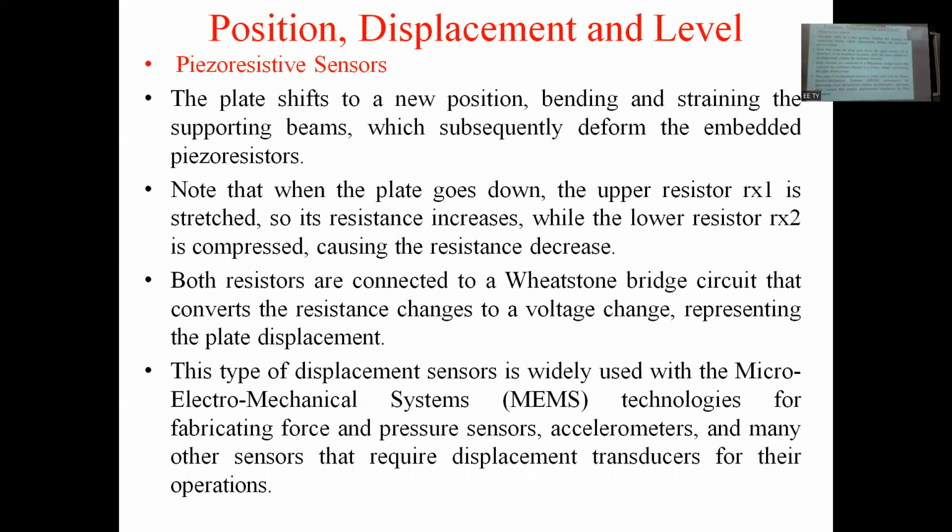RX2 काय होतं बेंड झाल्यामुळे बीमचा जो काय एम्बेडेड केलेला रेजिस्टन्स आहे तो कॉम्प्रेस होतोय. That means due to compression it will cause the resistance to decrease. Compression झाल्यामुळे length decrease होईल आणि त्याचा रेजिस्टन्स decrease होईल. And both resistors are connected to Wheatstone's bridge. परत ते पुढे ब्रिज ला कनेक्ट केले Wheatstone's bridge and that converts the resistance change to the voltage change. जो काही चेंज झालेला रेजिस्टन्स आहे Wheatstone's bridge will convert that change in resistance.